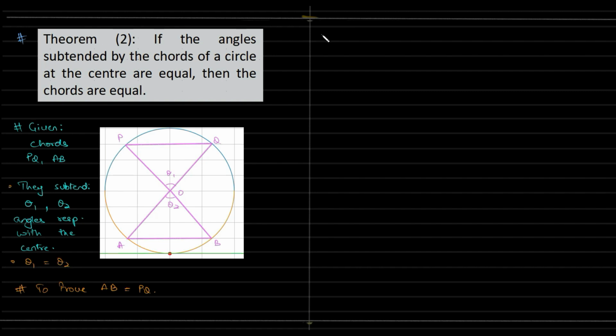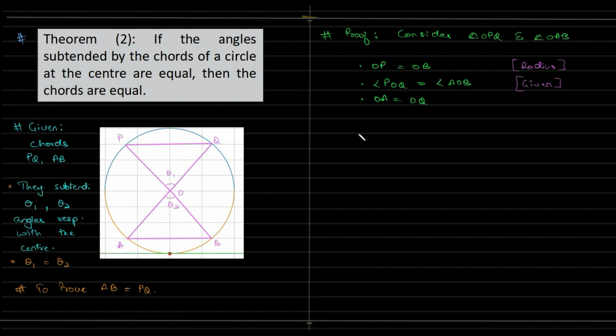Now, how can we prove this? Again, quite simple. Consider triangle OPQ and triangle OAB. Here OP is equal to OB. Reason? Angle POQ is equal to angle AOB. Reason? And OA is equal to OQ. What are the reasons? Here the reason is radius. So this is the given, and the other one is also radius again.